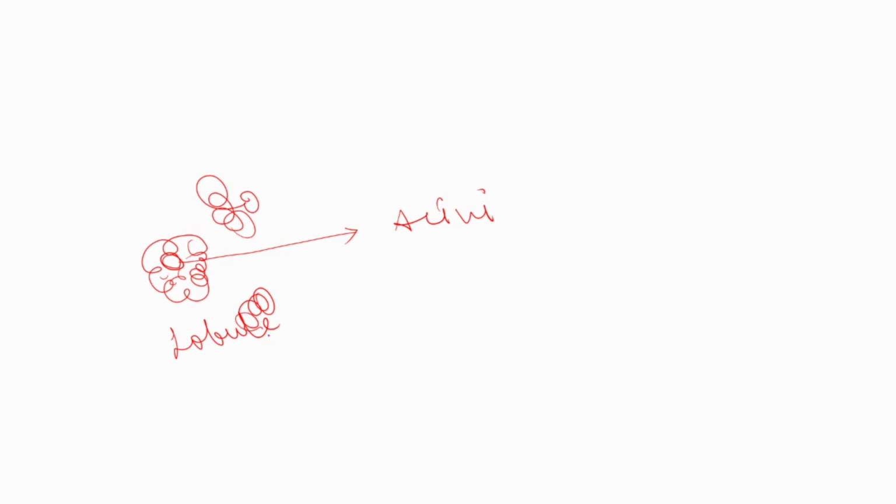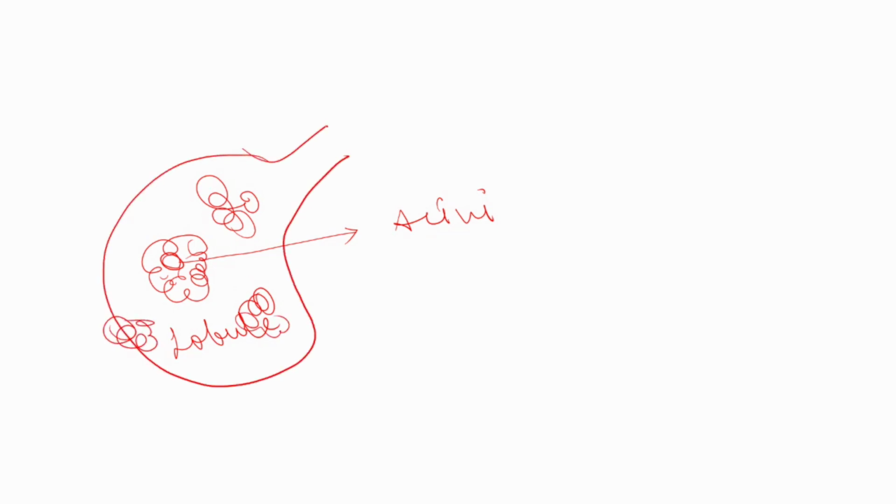Now you see, we have one single unit, which is called acini. A group of acini is called a lobule, and a group of lobules forms a lobe. And like these lobes, we have 18 to 20 in each breast. Okay, so this is very easy. I think you understood the composition of the breast.